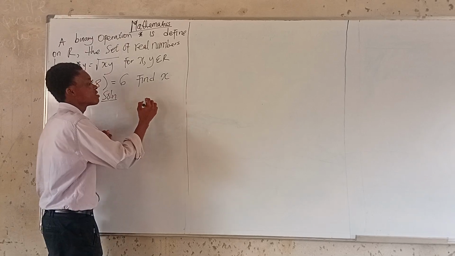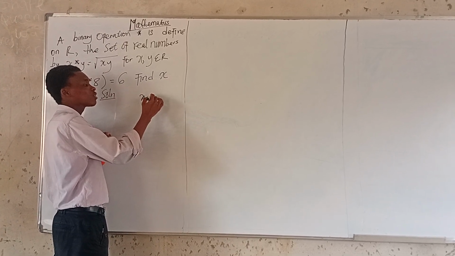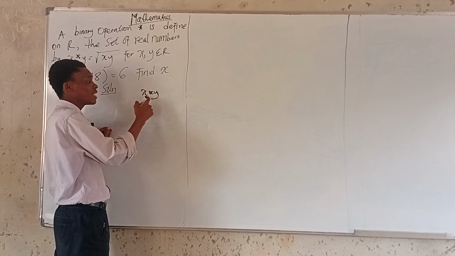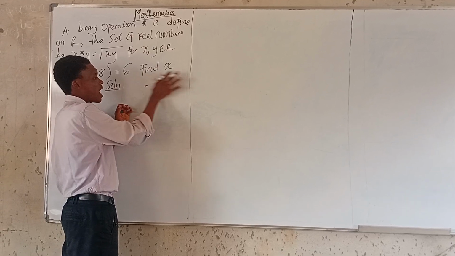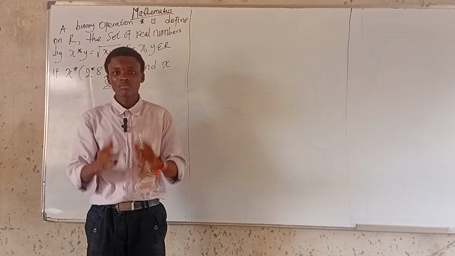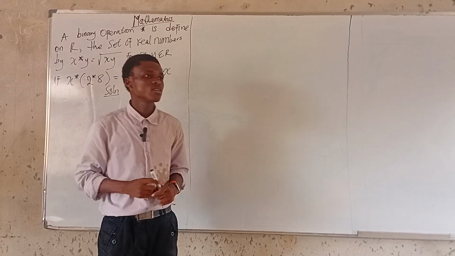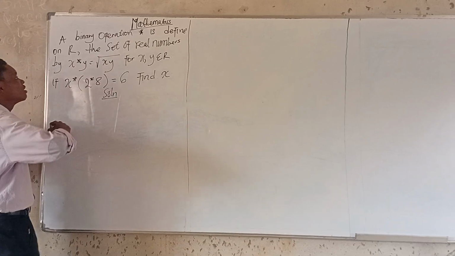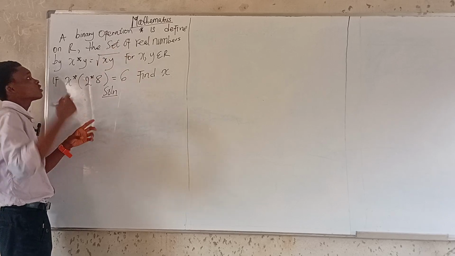If you have something like this, it means the binary operation that combines x and y. We know a binary operation is an operation that combines two elements. How do we solve this? We are given a formula. A binary operation comes with a formula that gives you how to solve it. So let's go.